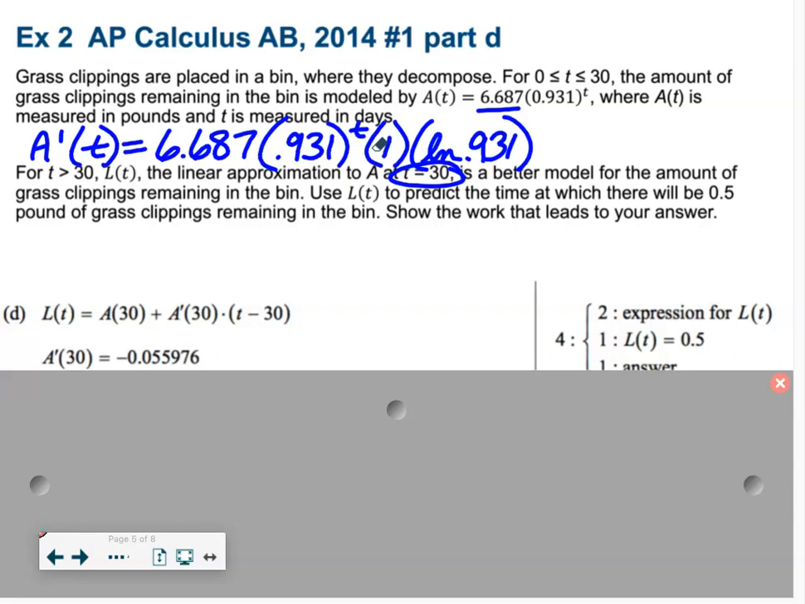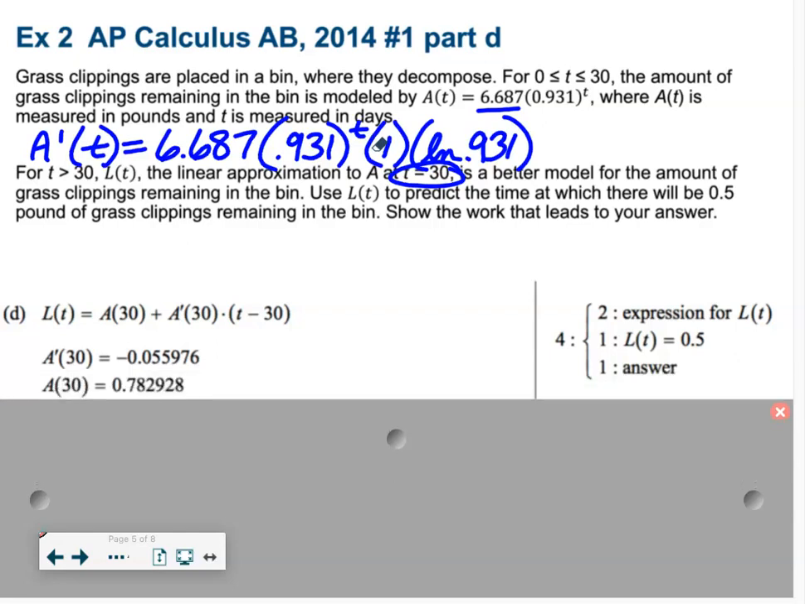Always carry all the decimals through to the end. So that's my slope. To find my point, I use the original function. A of 30 is around 0.7829-ish. All right. And then I write my equation.